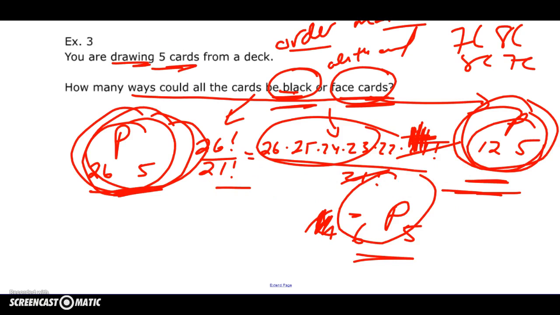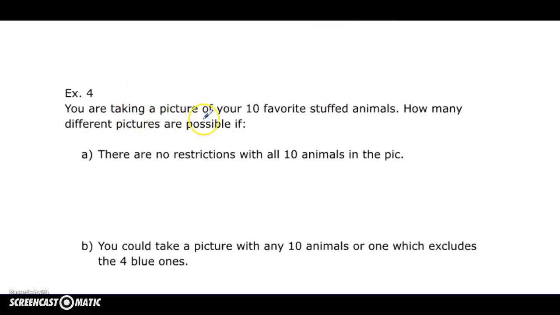Okay, great question. Thanks. Next, you're taking a picture of your 10 favorite stuffed animals. Wow.